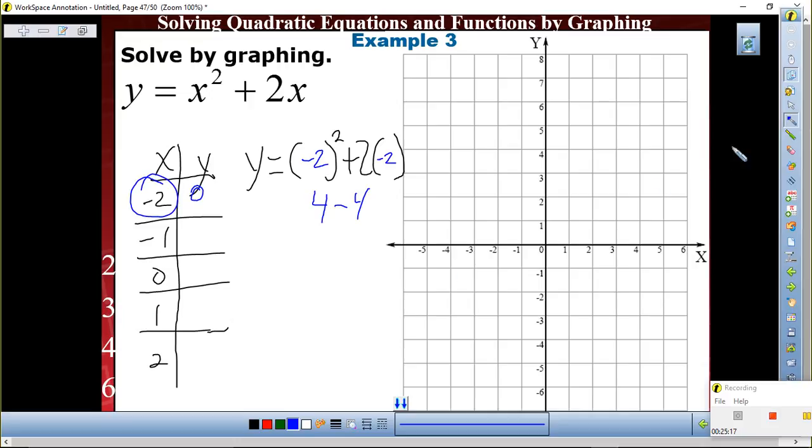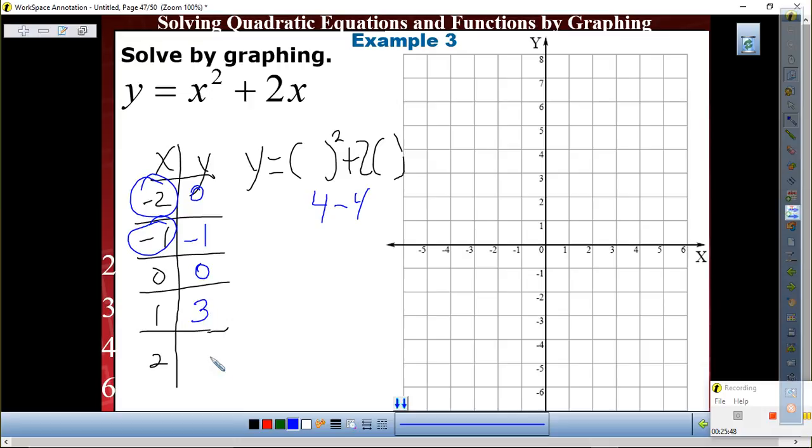Next value. When x is negative 1. Hannah, what'd you get? 3. Wait, no. 1? Negative 1. Negative 1. Hands, have you got that? That is correct. Everyone, when it's 0. 0. Gio, when it's 1. 3. And Brian, when it's 2. 8.